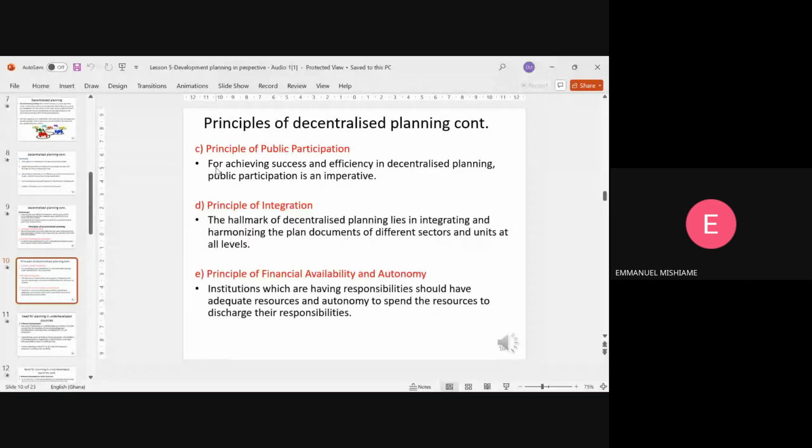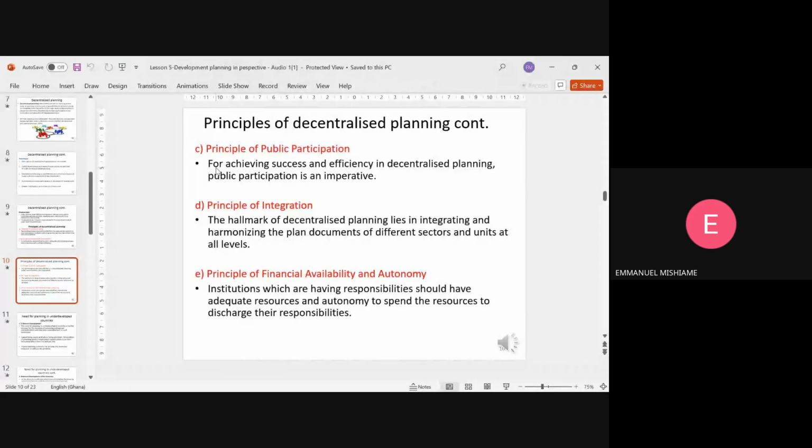Now, we all know that nothing can essentially take place without money. You can make all the big plans, you can do everything, but without the money to actualize the plans, it is not going to take place. And so institutions which have responsibilities should have adequate resources and autonomy to spend the resources to discharge their responsibilities.